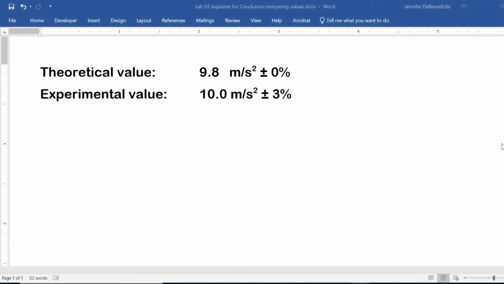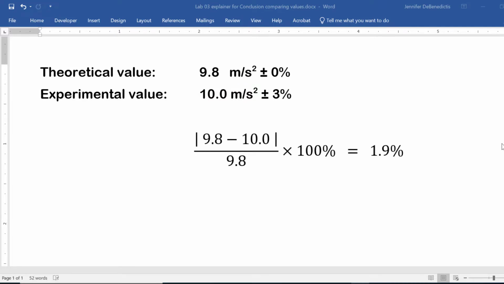So how do you determine whether your values agree with an uncertainty? Well, first of all, say you've got these two values: the theoretical value, 9.81 plus or minus 0%, and an experimental value that you got from the computer program. Let's say that was 10 meters per second squared, plus or minus 3%. And not only do you have those values, but you've also already calculated the percent difference between them, which is this, 1.9%. So, do your two values agree with an uncertainty?